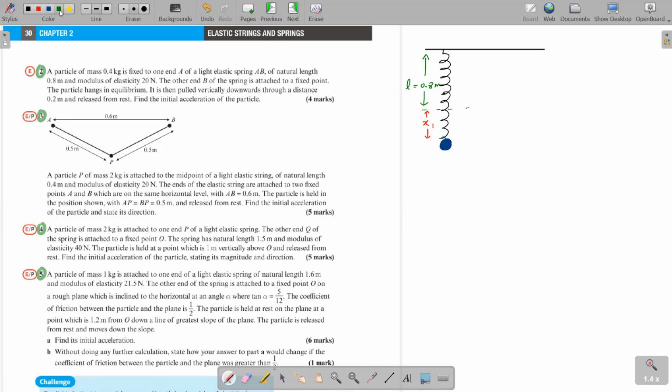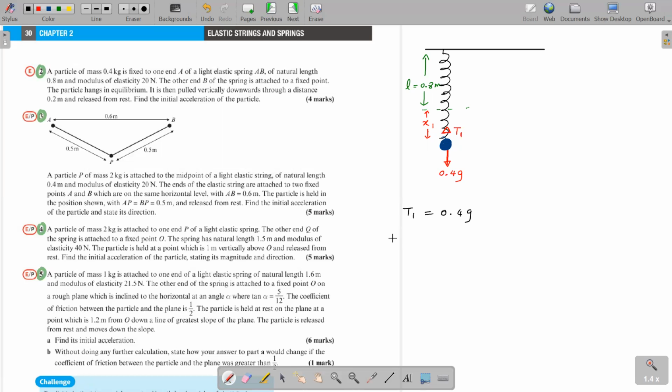What are all the forces acting here? Now at this point, this is in equilibrium. The particle hangs in equilibrium. So what are the forces acting here? You have the tension. Obviously, a spring always wants to go back to its original natural length. So you have the tension, I'll say T1. And it has its weight, mg. Mass is 0.4, so weight is 0.4g. And since this is in equilibrium, what do we say here? Definitely the tension must be equal to the weight. Do you agree with me? Tension must equal the weight.